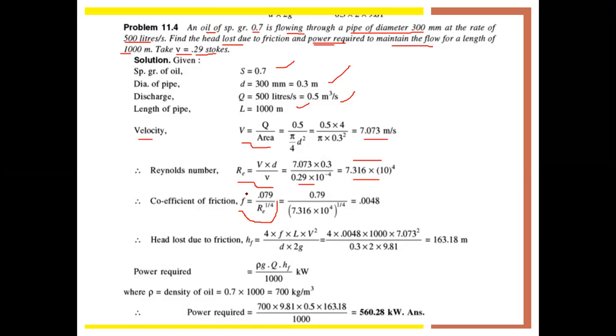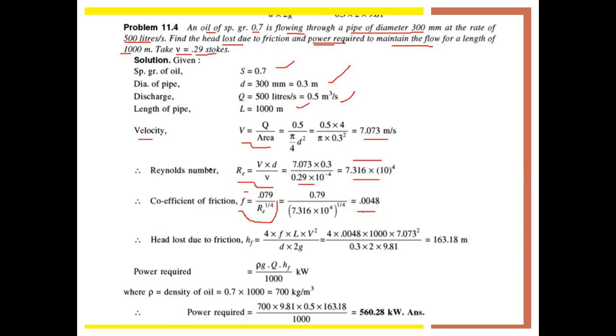Based on this, you have to see the F value. Less than, suppose, 16 by RE, and greater than 4000, you have to take this formula. After substituting these values, you are getting the value of F is equal to 0.0048.